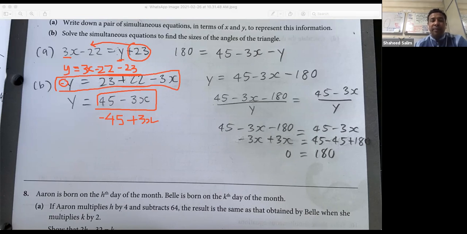That's why for me, I will just bring this one over there. Finish. Then after that, I rearrange it. So I have y equals 3x minus 22 minus 23. Can you see what I'm doing? I do not like to have minus y. It's just me. I'm just not comfortable with it.